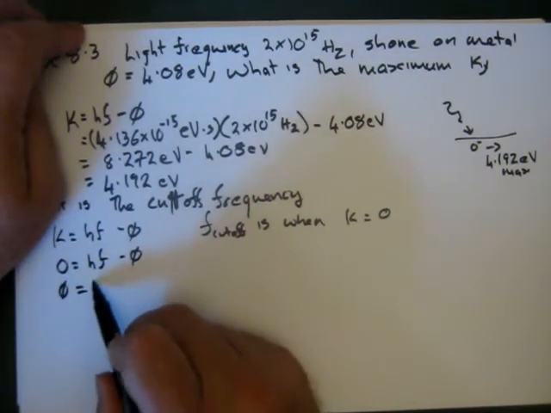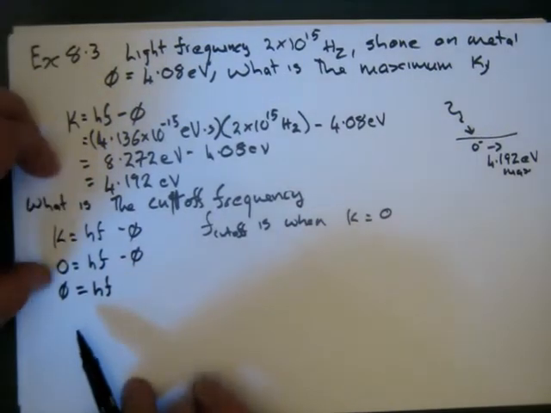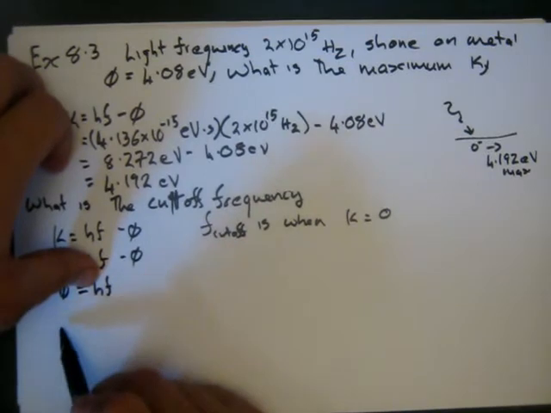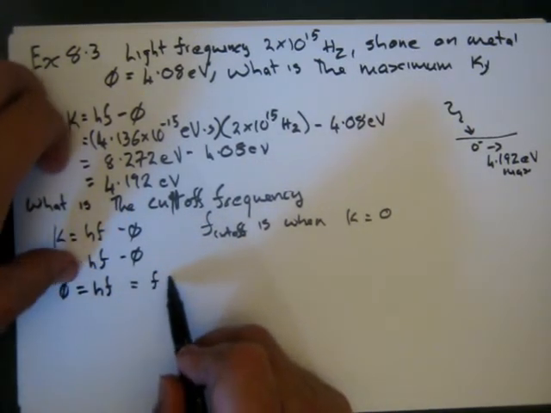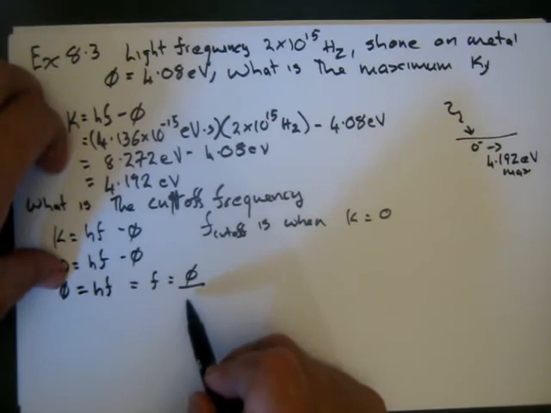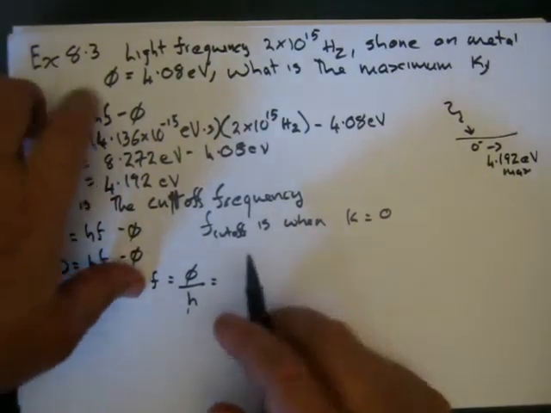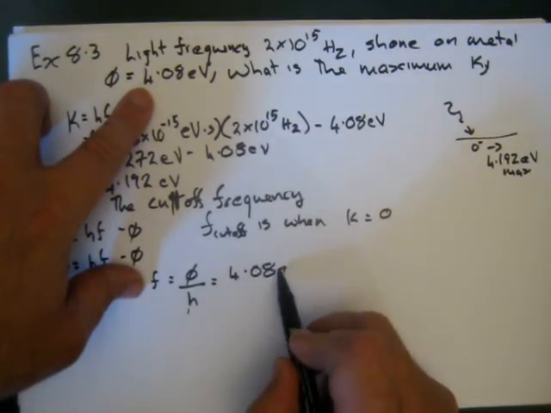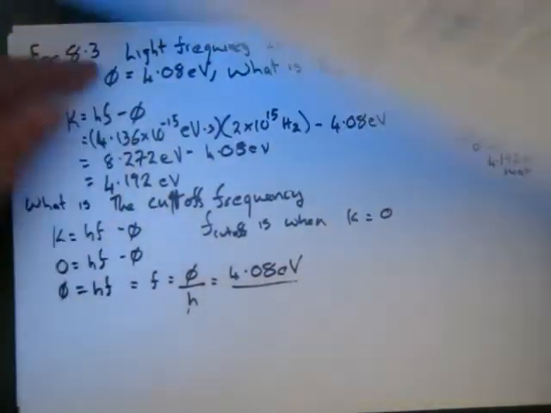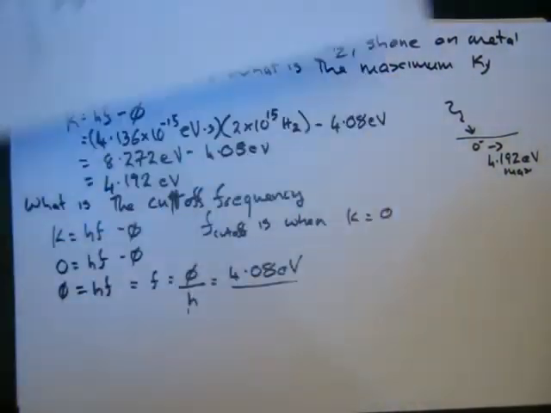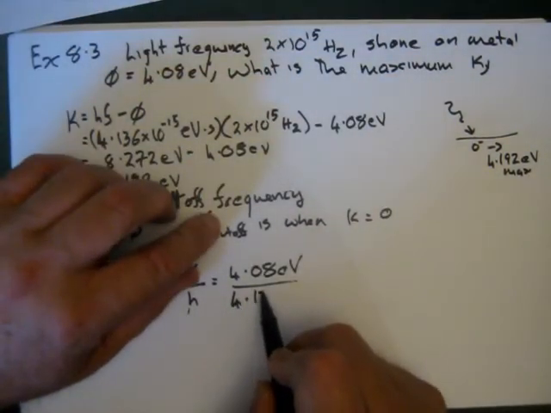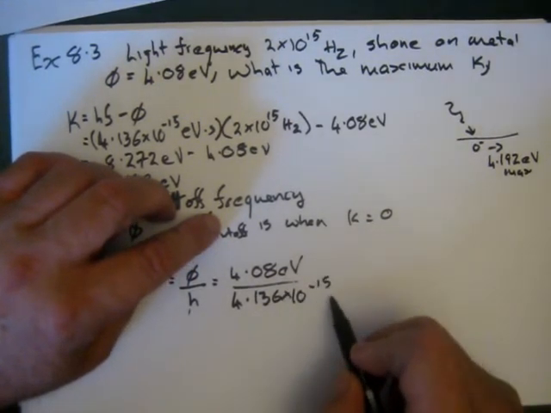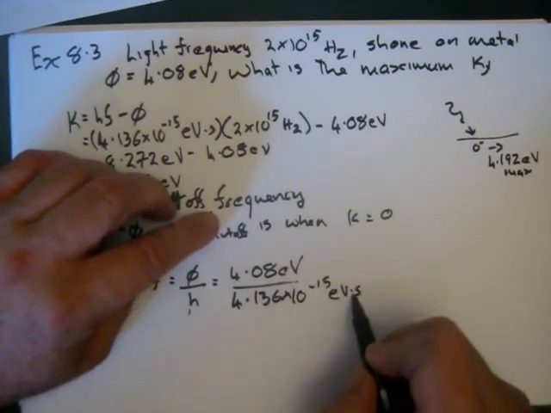So hf minus phi equals 0, so we rearrange that. Phi is going to equal hf. We know this value, so we're going to rearrange for f. f is equal to phi over h. We know the value of the work function, 4.08 electron volts. We worked out earlier what h is in electron volts, 4.136 times 10 to the negative 15 electron volt seconds.